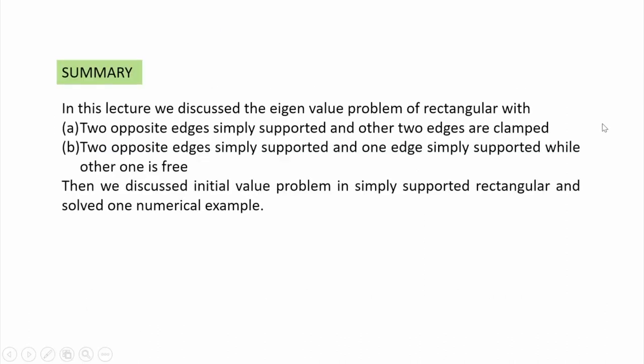So in this lecture we discussed the eigenvalue problem of a rectangular plate with two different conditions, not fully simply supported. The two conditions are: two opposite edges simply supported and the other two edges clamped; and second, two opposite edges simply supported and one of the other edges simply supported, while the opposite edge is free.